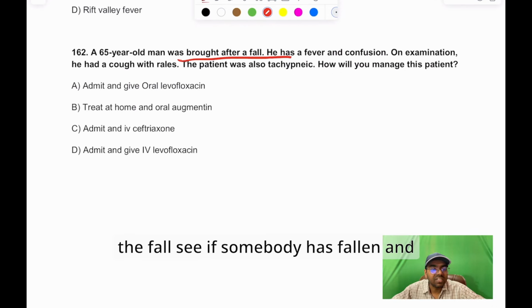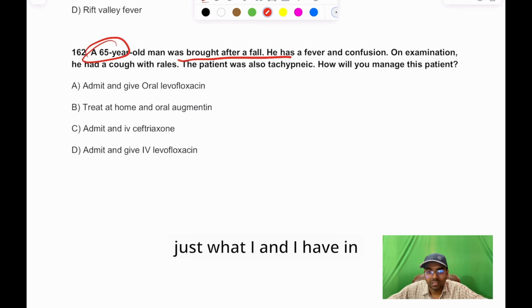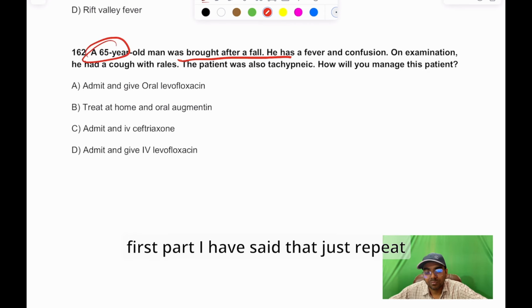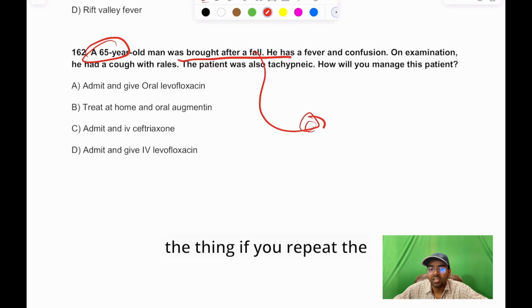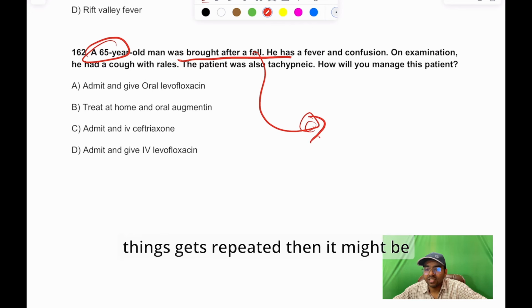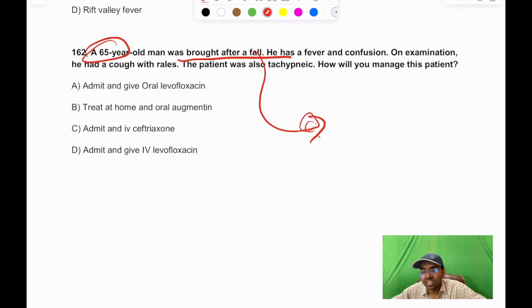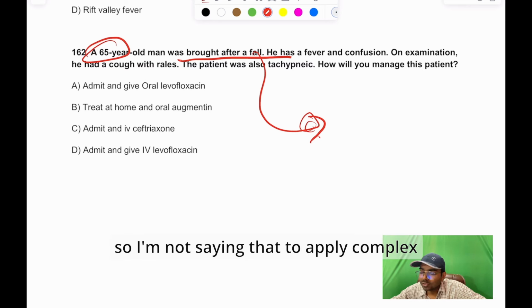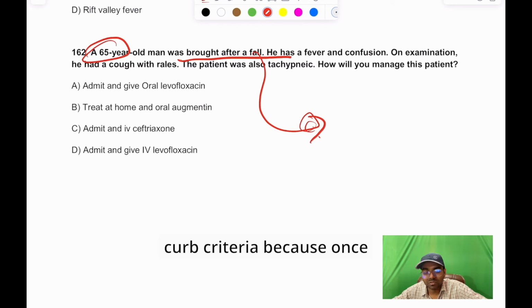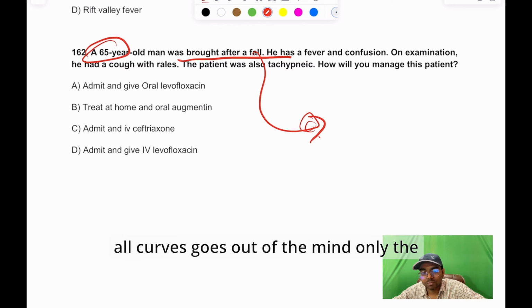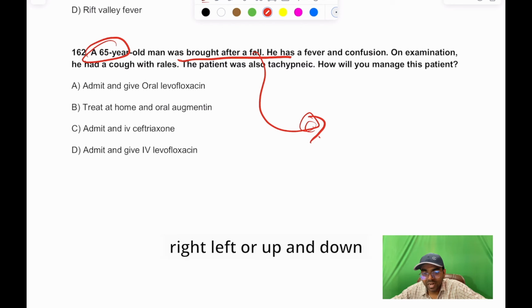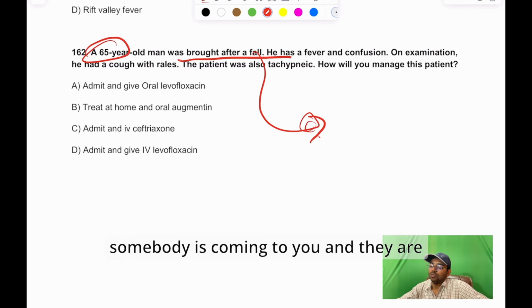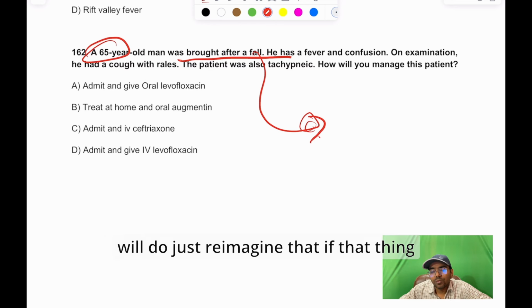If somebody has fallen and is 65 years old, just repeat the thing. If these things get repeated, then it might be possible that the next time the patient won't survive. So I'm not saying to apply complex criteria, because once you are in the examination, all the curves go out of your mind. Only right, left, or up and down are the orientations that are left in the brain.